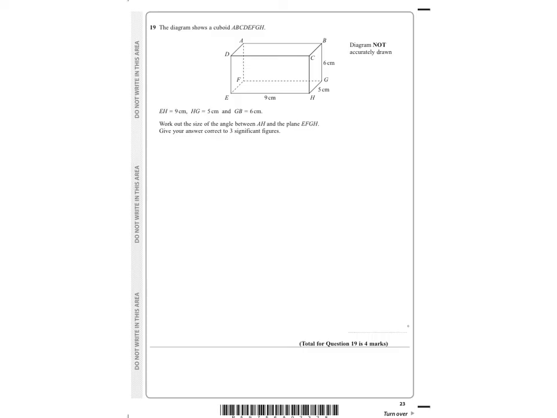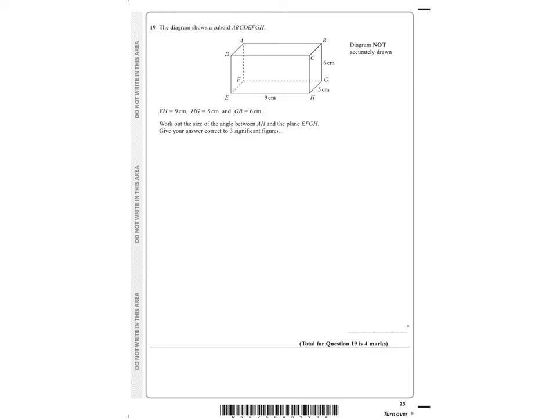Question 19. The diagram shows a cuboid ABCDEFGH. EH equals 9, HG equals 5, and GB equals 6. Work out the size of the angle between AH and the plane EFGH. There are a few different ways you can do this. What I'm going to show you is a new method that we haven't done before.